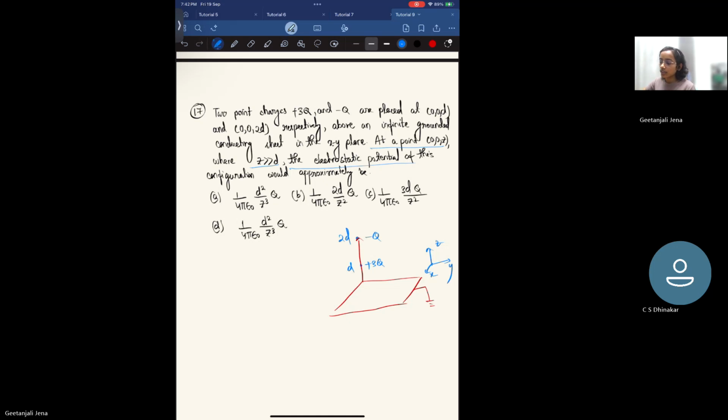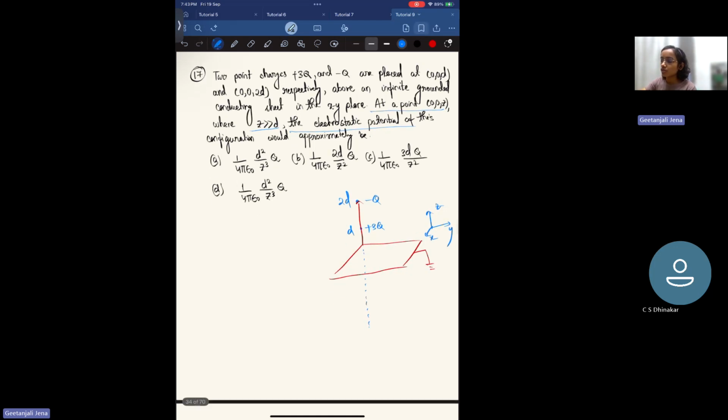So there are two concepts here. One is the image charge and one is the multipole expansion. There is a conducting plane, so to simplify the solution, you can use the image charge. So there will be a minus 3q charge at a distance d, and a plus q charge at a distance 2d from the plane. This is the image charge. Now we can use the multipole expansion because the point where we are observing is much, much greater than d.